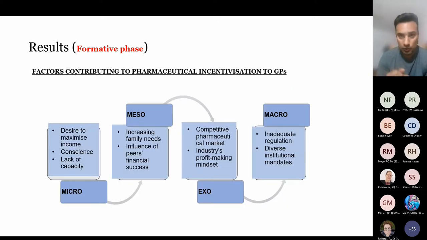So we also explored factors that contribute to this problem of pharmaceutical incentivization to GPs. And we have attempted to classify them to tease out factors at different levels. So if we look at factors at the micro level, or a very individual level, honesty, integrity, health promotion, friendliness, and sincerity with patients are generally seen to be elements that constitute GPs' moral commitment in good medical practice.